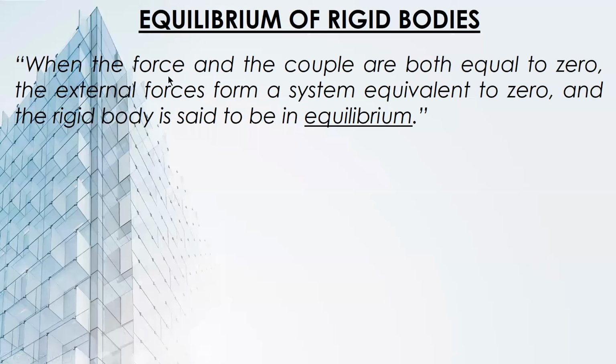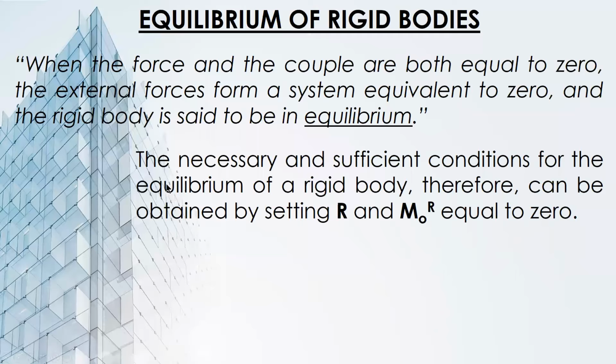If the resultant force and resultant couple are both equal to zero, then the rigid body is said to be in equilibrium. The necessary and sufficient conditions for the equilibrium of a rigid body, therefore, can be obtained by setting R, the resultant force, and M sub O, the resultant moment, equal to zero. So R has the dimension of force. Resultant is the sum of all forces and equal to zero.